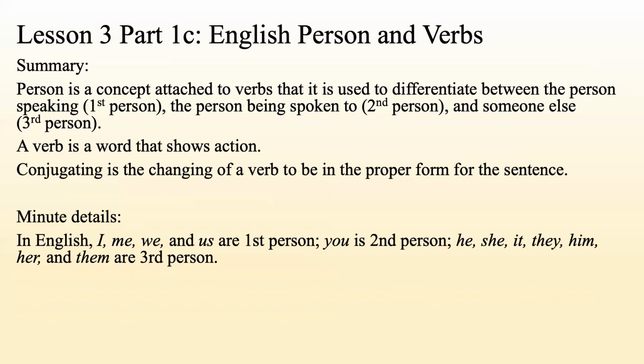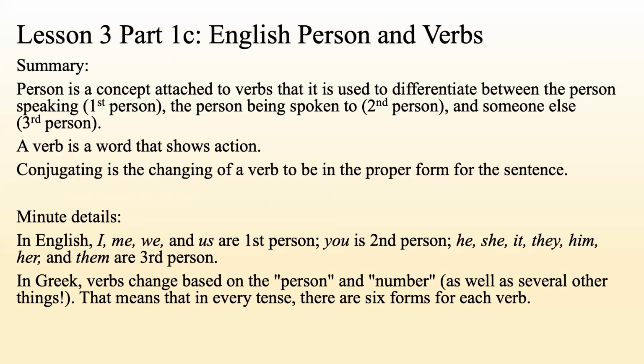Minute details. In English, I, me, we, and us are first person. You is second person. He, she, it, they, him, her, and them are third person. In Greek, verbs change based on the person and number, as well as several other things. That means that in every tense, there are 6 forms for each verb.